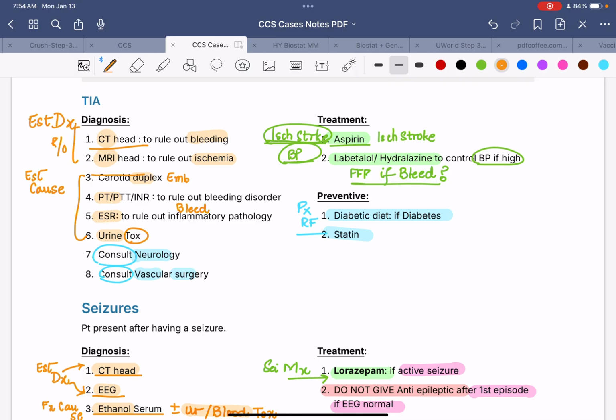Then the specific treatment. If the patient has some sort of ischemia, then we are going to give aspirin, and if the patient has high blood pressure, we will control it with labetalol or hydralazine, and it's possible that it is causing an intracranial bleed. So if there is a bleed, we can also give fresh frozen plasma, and the prevention for it would be, if the patient is diabetic, give a diabetic diet, and also you can give metformin, or if the patient is hyperlipidemic, you can give a statin.